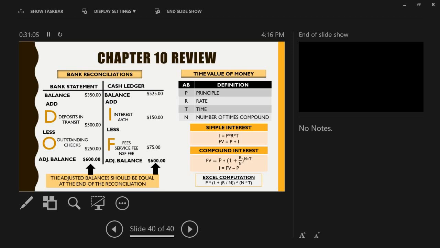And then here, for your compound interest, here's the formula there. And then for Excel, I've also included the Excel computation, which is down there. I think my screen's a little small, but it's there. It's P times (1 plus (R divided by N)) caret (N times T). Okay? So this is what I meant by you're going to have this information for you to be able to do your exam. Okay? So those are the things that we learned today.